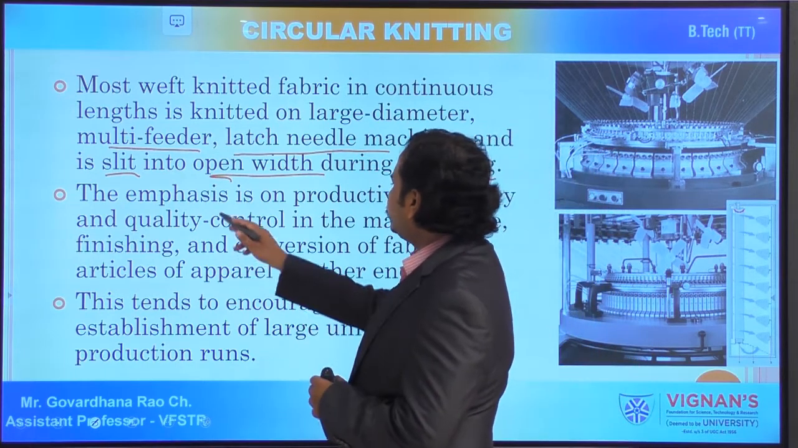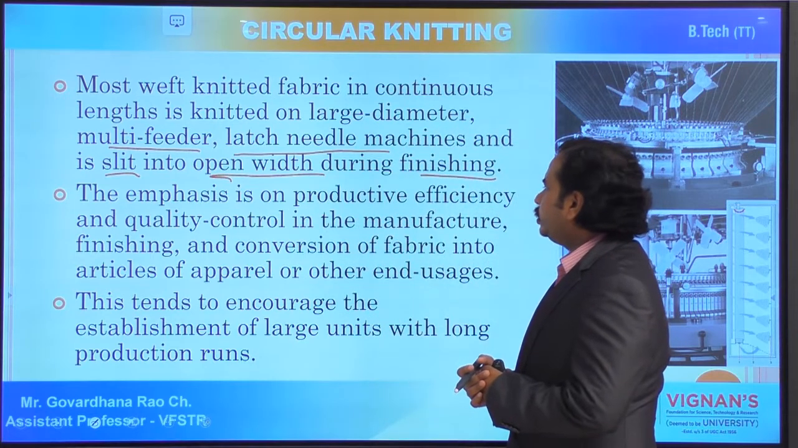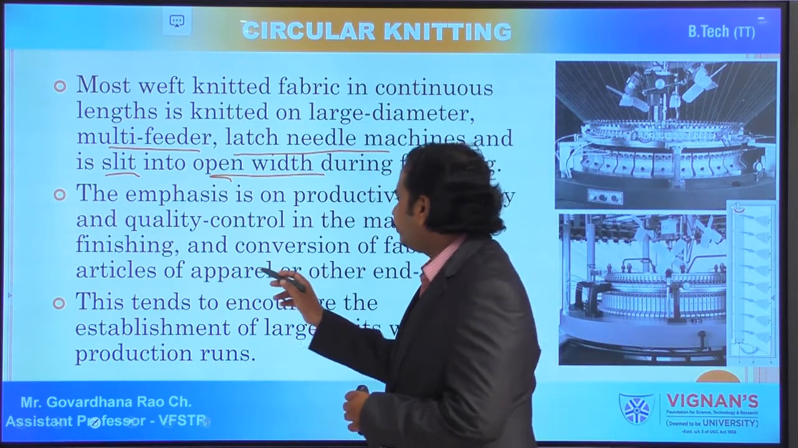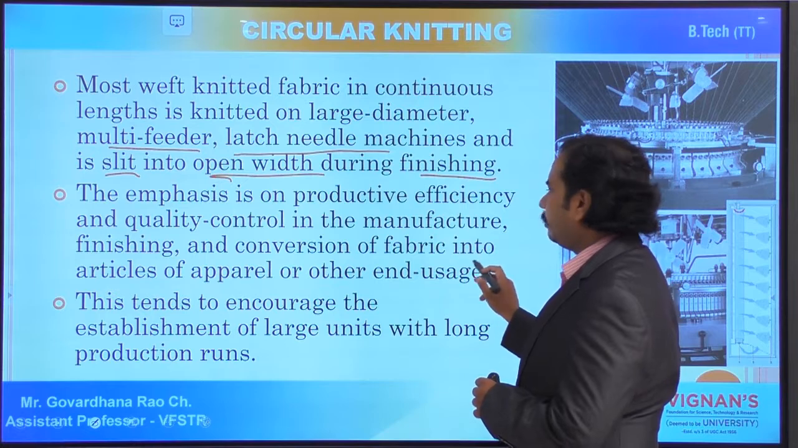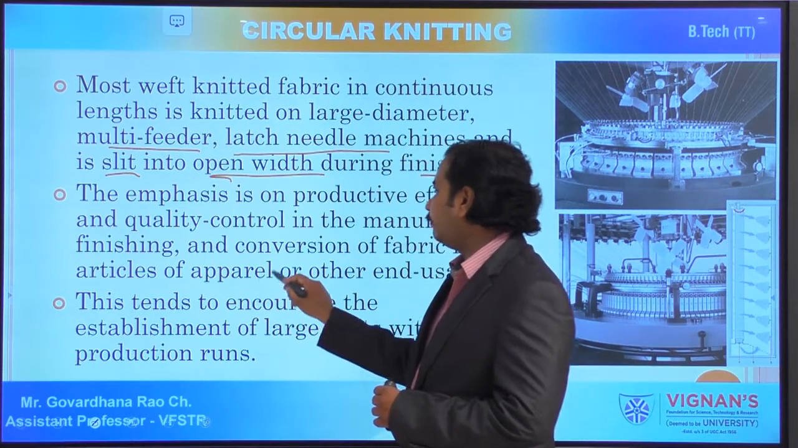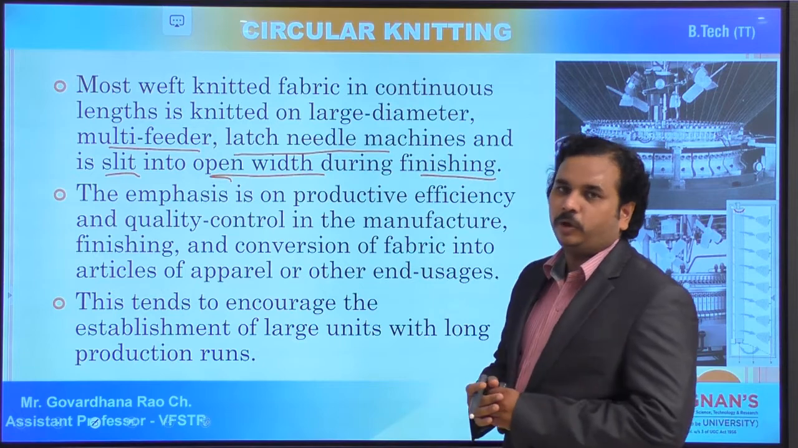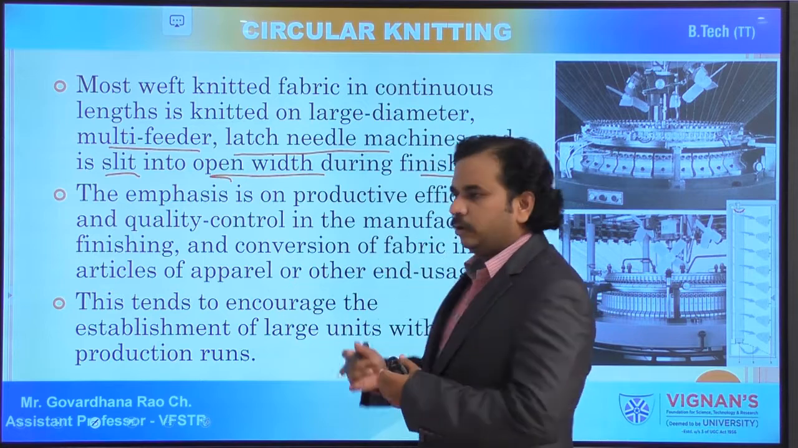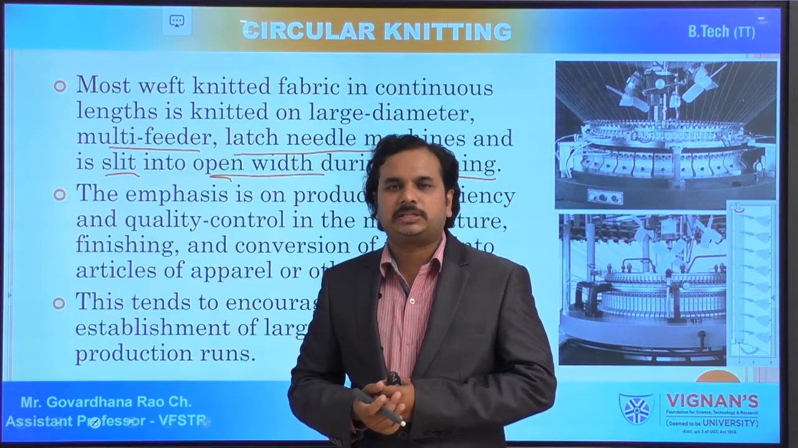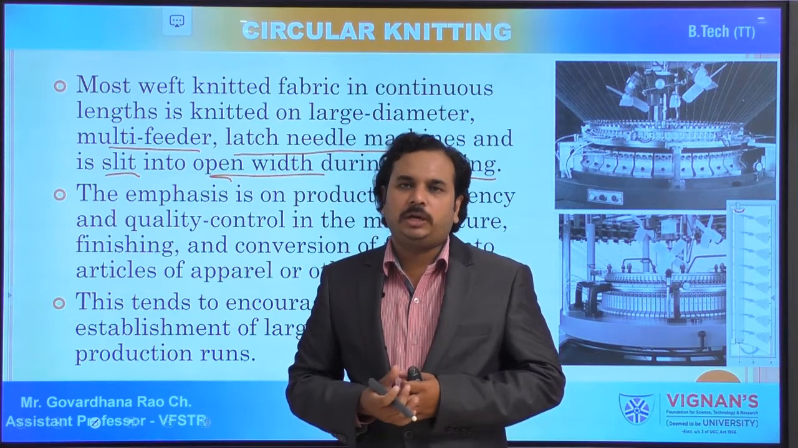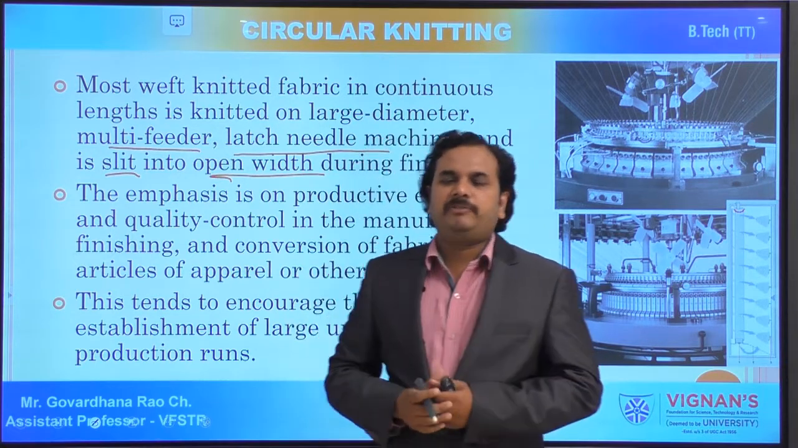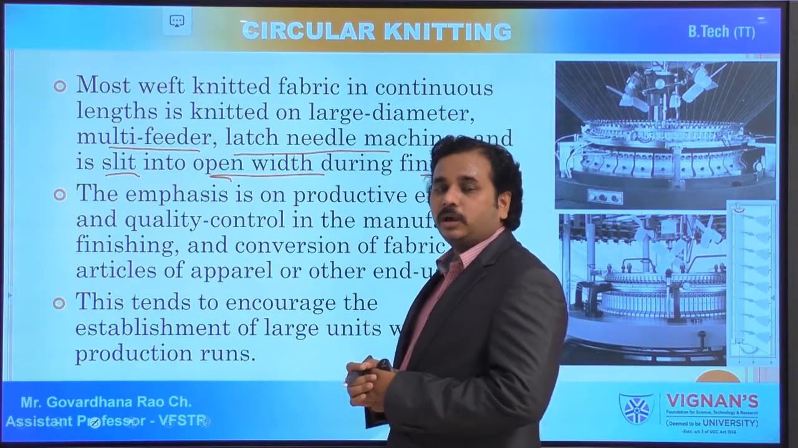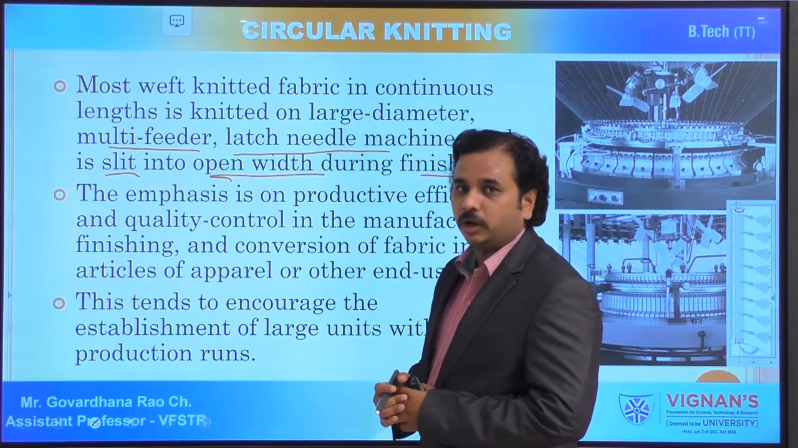The emphasis is on productive efficiency and quality control in the manufacturing and finishing, and conversion of fabric into articles of apparel or other end usages. After the finishing, the fabric prepared in the circular knitting machines with very good quality is sent for making articles or garments in the garment industry or apparel industry.